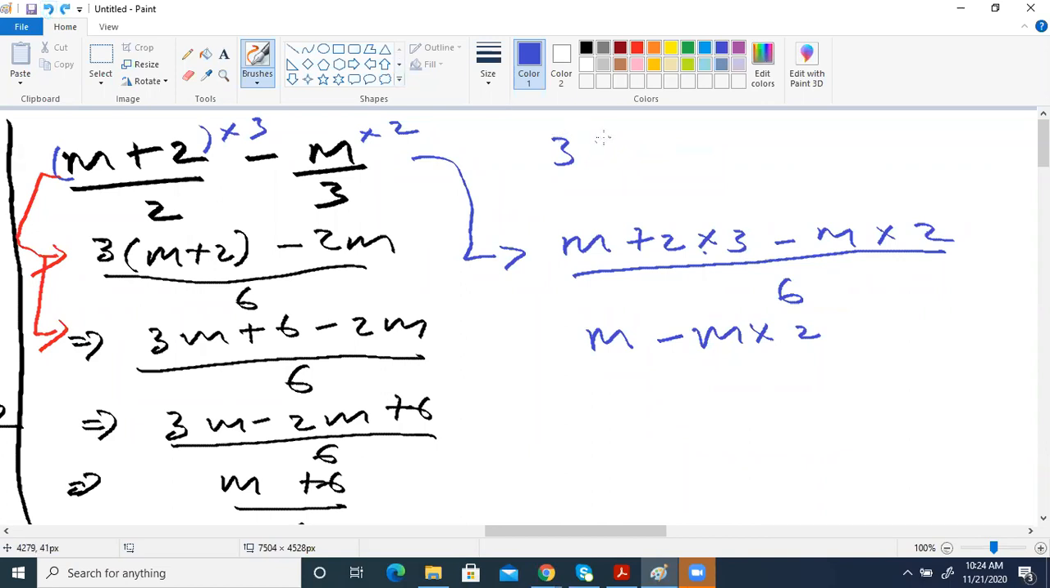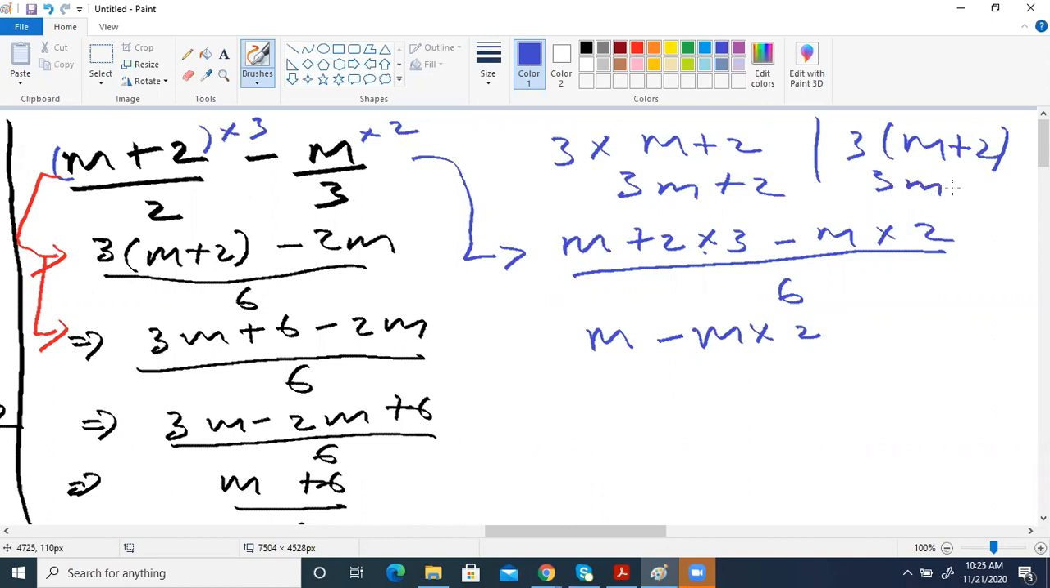All right, so I put 3 times m plus 2, and I put 3m plus 2 in bracket. You know what this is saying? This is saying 3 times m, 3m plus 2, while over here is saying 3m plus 6, right?